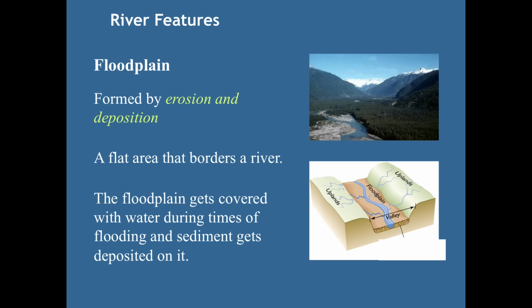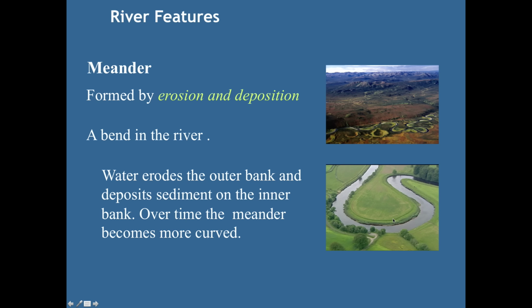Because it gets covered with water during flooding times, floodplains tend to be a really good place for farming because the floodplain gets a lot of really good soil deposited on it. On the floodplain, you're going to see two different features forming, meanders and oxbow lakes. So first, meanders, it's a bend in the river.